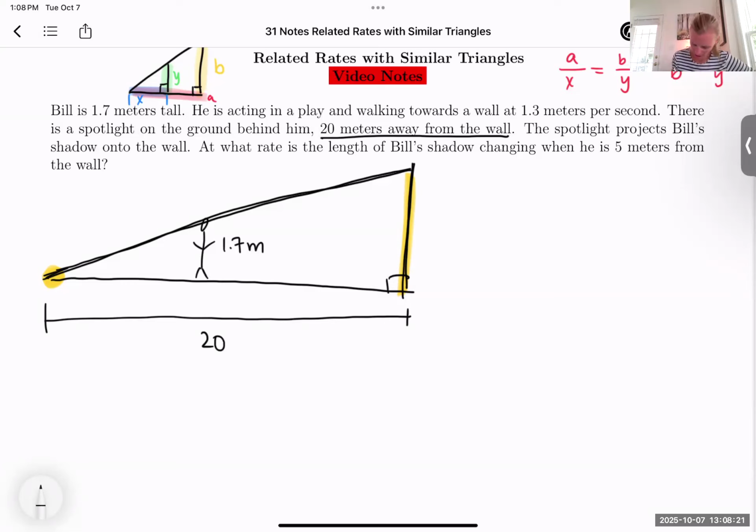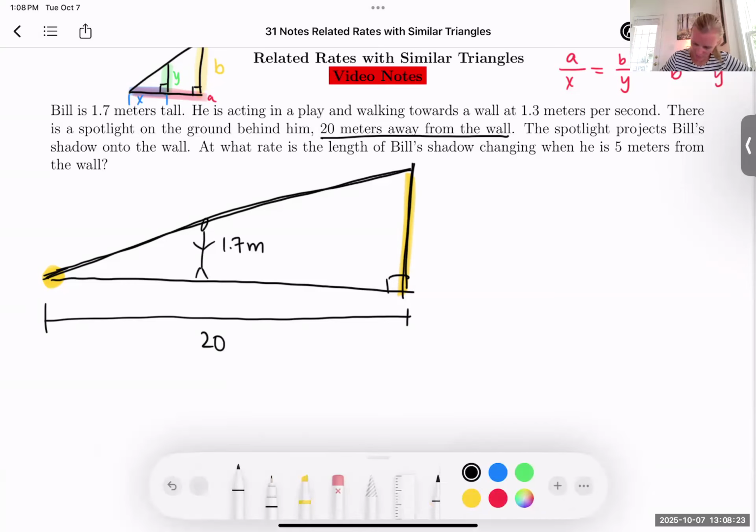Let's call this side B to correspond with what I had before. So we want to know the rate of change of Bill's shadow, dB/dt, when he's 5 meters from the wall. So when this distance is 5, okay? That distance doesn't correspond nicely to a side of the small triangle.